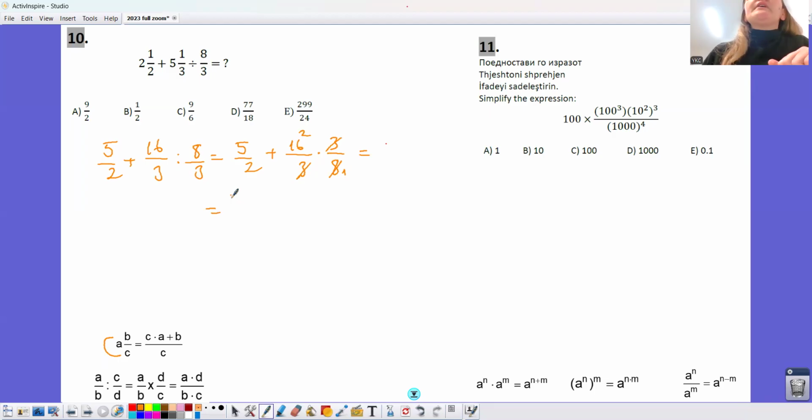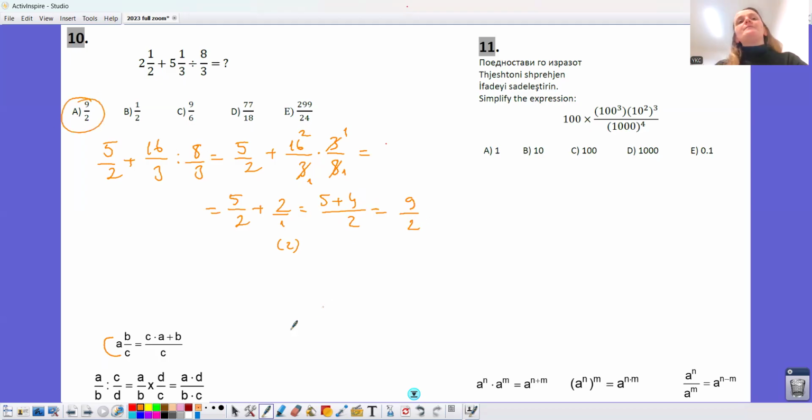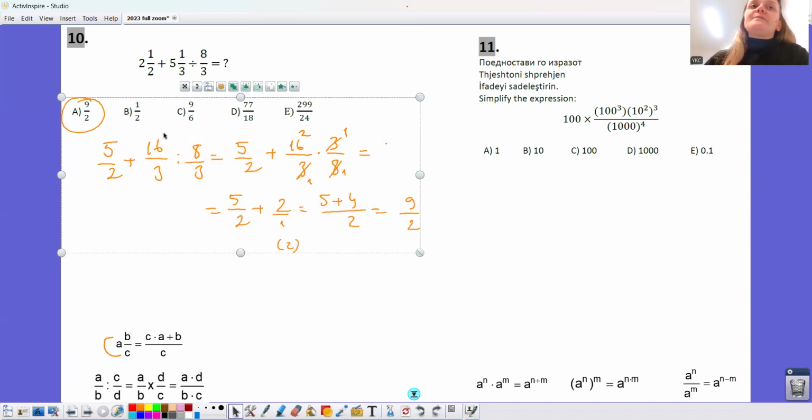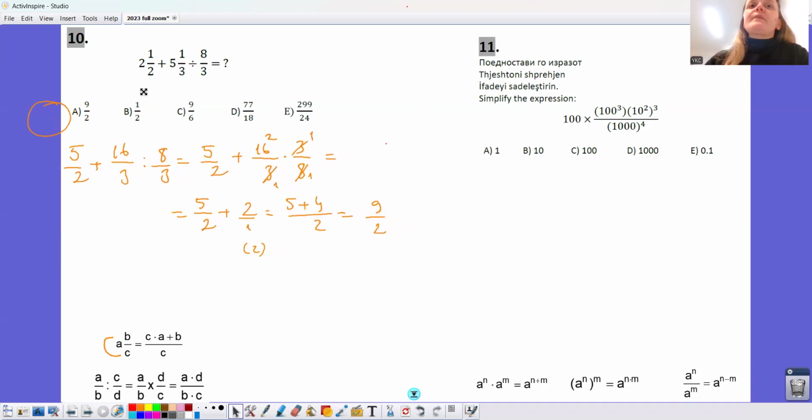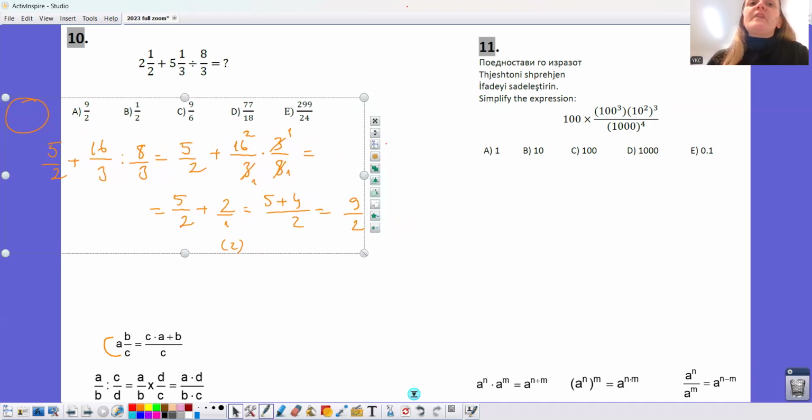So what is left? 5 over 2 plus here I have only 2 left because all the other parts are 1. So here when I do this addition, I will have 5 plus 4 over 2 because I'm making the denominator 2 here. So it will become 9 over 2, which is A. This is the solution of the 10th one. Let me take it here.